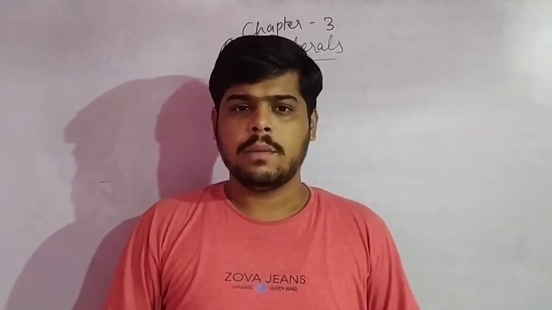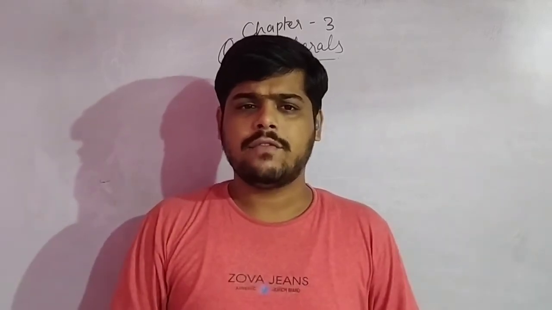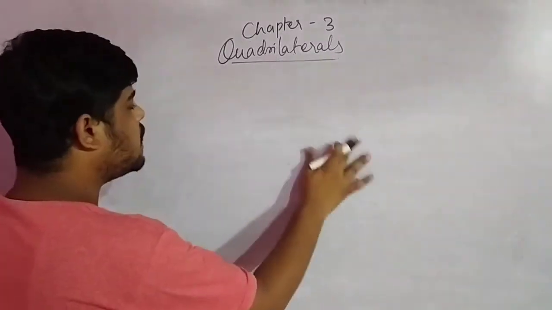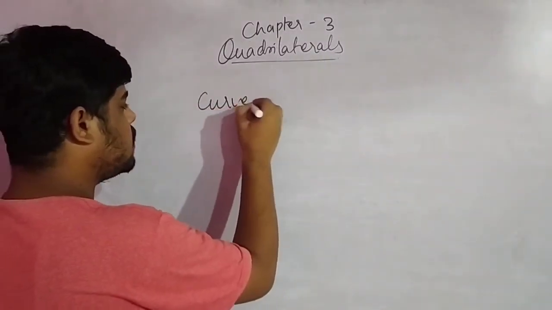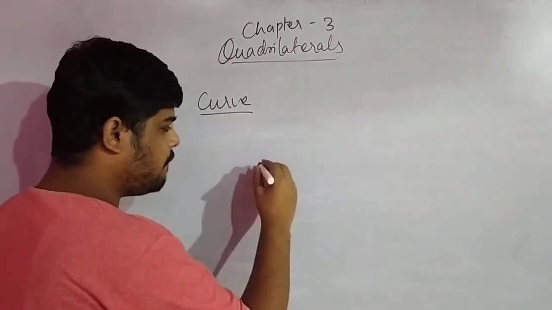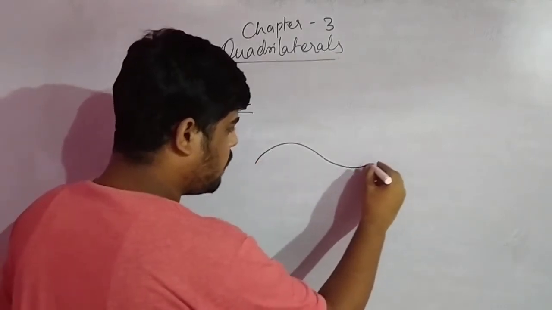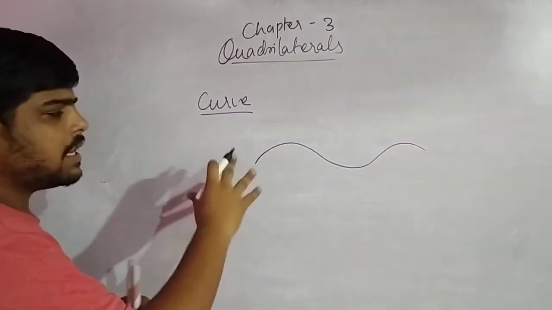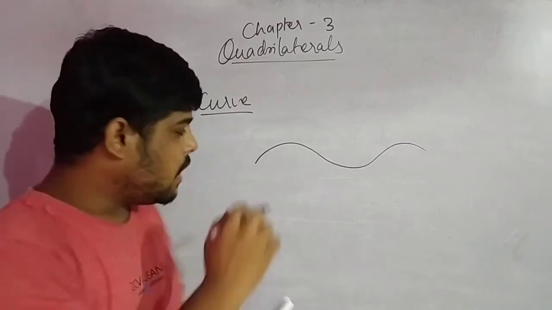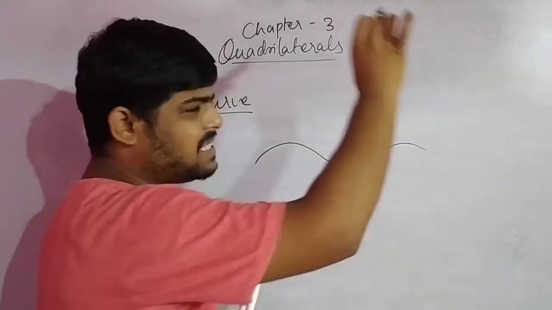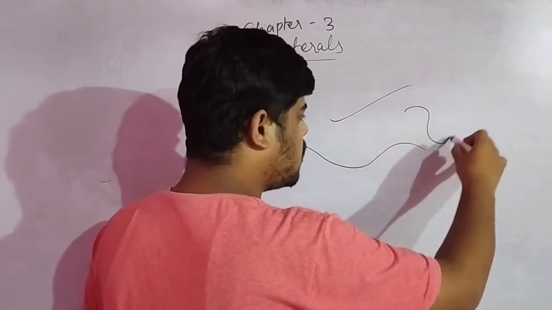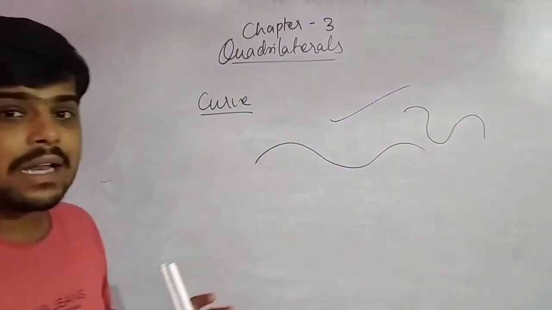Okay students, now before starting with the quadrilaterals, first we will see what are curves. So students, if you join many points without lifting your pencil, this is called a curve. If you join many points without lifting your pencil, this is a curve. So these are the curves.